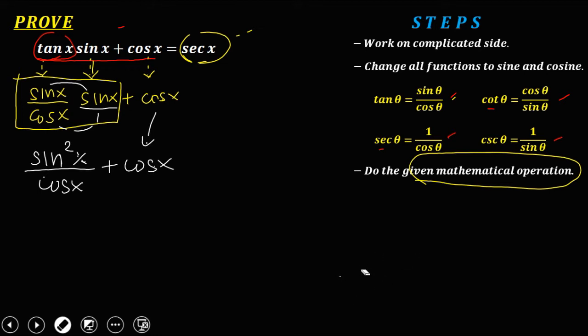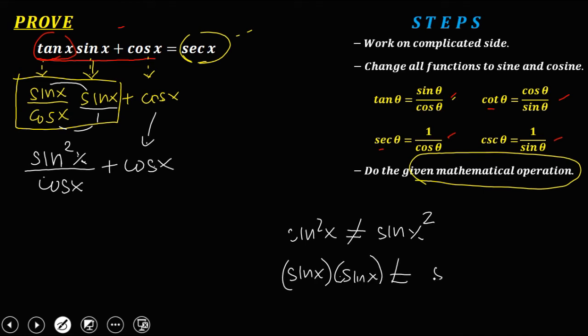So just bring down this cosine x. Now take note also that this sine squared x is not equal to sine x squared, because sine squared x is sine x times sine x, and sine x squared is the same as sine of x times x. So therefore, sine squared x is not equal to sine x squared.